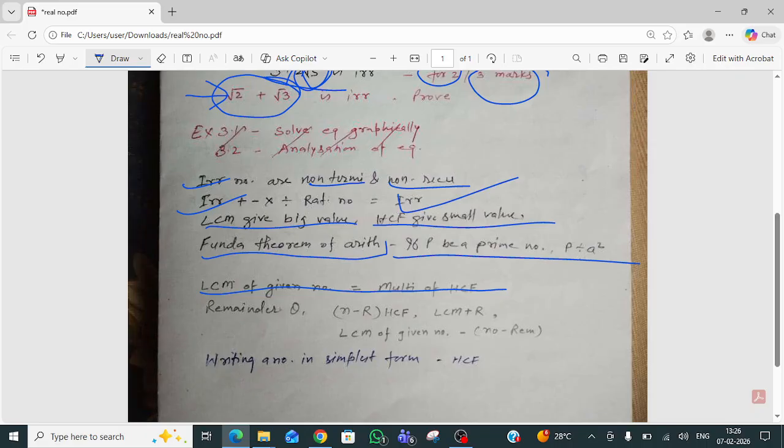Now, remainder questions are confusing questions. So you have to practice more on this from the R.S. Agarwal book.